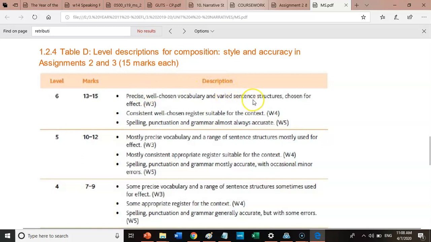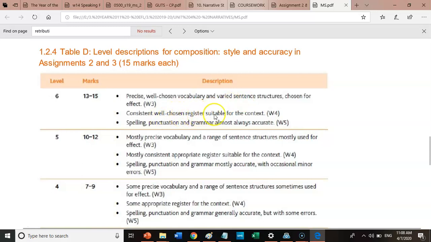You need to have lots of different sentence structures chosen for effect. So you need to have some long, complex sentences with your relative and dependent clauses. You need to be varying the way you start your sentence, so don't always begin the sentence with I. And have some short sentences there too, so that you've got that variety.